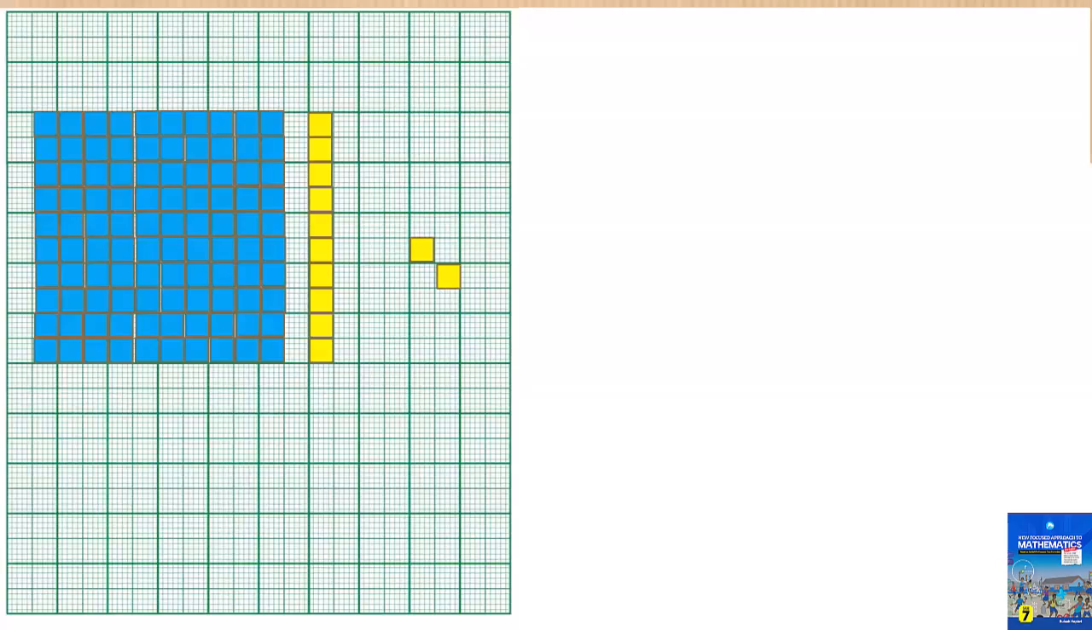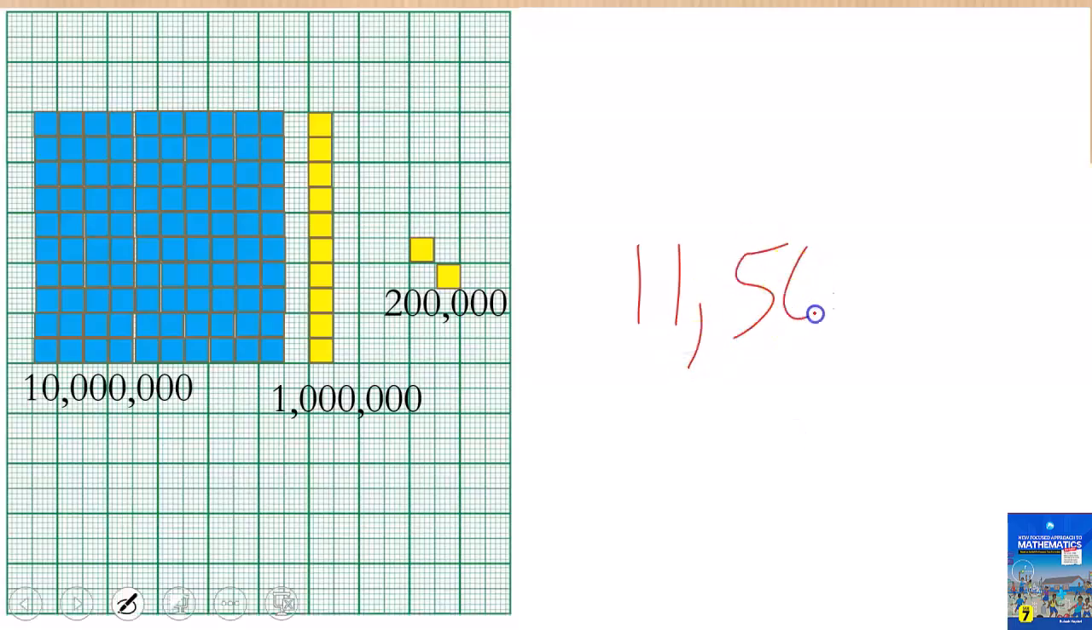Right. I'm sure you agree that we are going to have 10 million for the flat. Then we have only 1 million for the long, and then 2 of the small ones will give us 200,000. So together we can write our answer as 11,200,000. And so the question given to you, your answer should be 11,200,000.